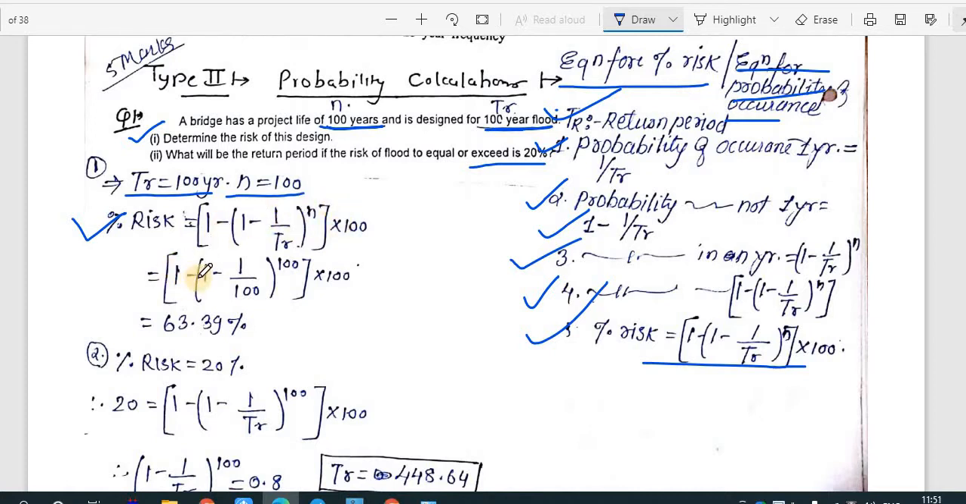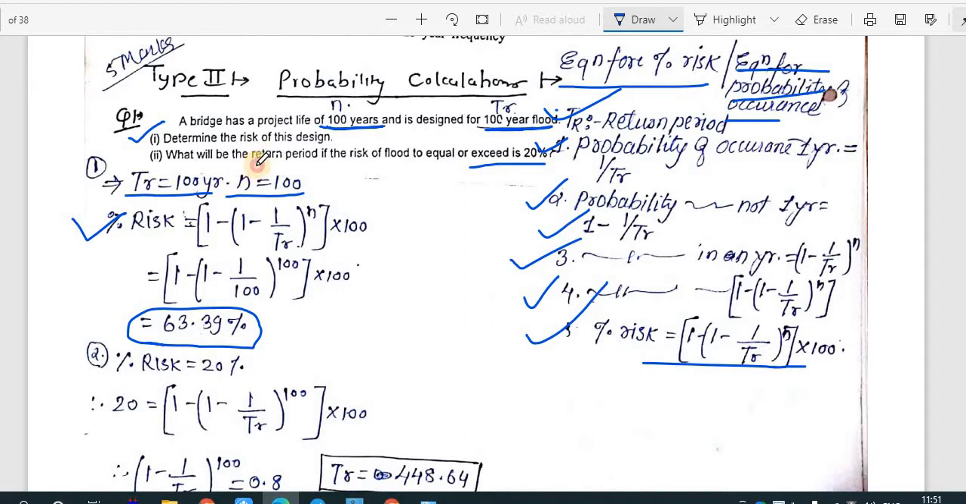So 1 minus 1 by TR. TR is given as 100, N is also given as 100, into 100. So the risk of this particular event is 63.39%. Okay. Now after that, it is saying that in the second case we need to calculate the return period.